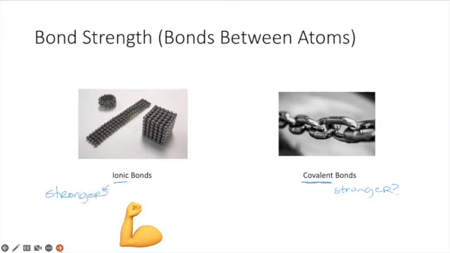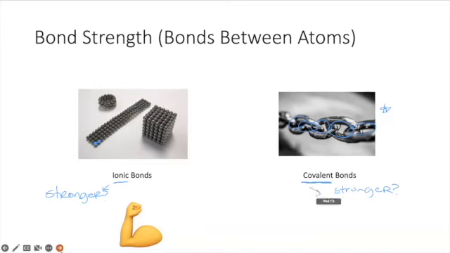I personally was taught that covalent was stronger. I think of covalent as being like a chain link like this, where they're sharing electrons. And I kind of think of ionic as being these little magnets, I don't know if you had them as kids, where you can pull them apart, but they're going to find their way back to each other. That's always how I thought of bonds. So I was taught that covalent bonds are stronger than ionic.